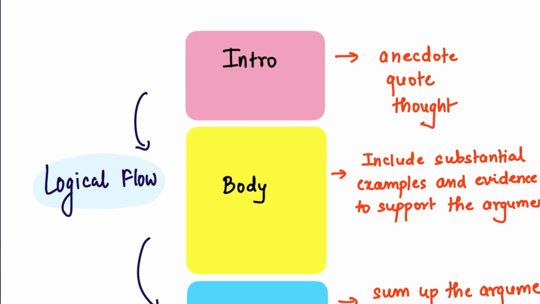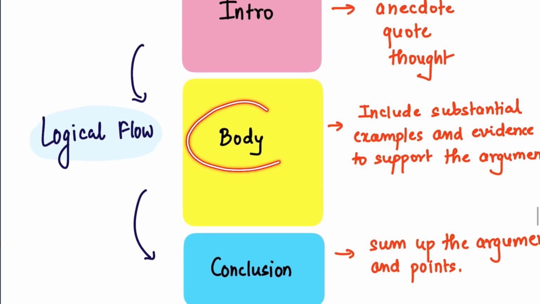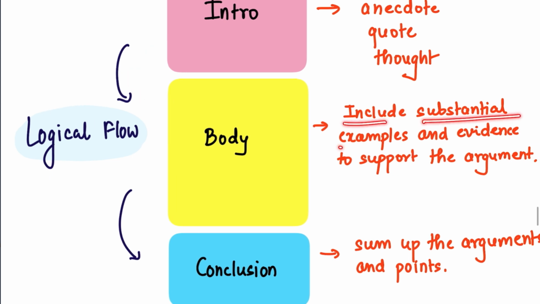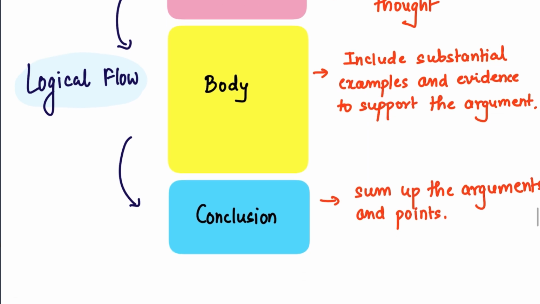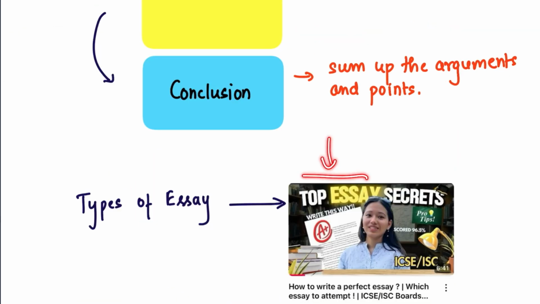So how do you write an essay? First is your introduction. Here you can start it with an anecdote, quote, or a thought. You can begin with something interesting. Then you move on to the body. There should be a logical connect between these two paragraphs. It includes substantial examples and evidence to support the argument. Then conclusion at the end. Sum up the arguments and the points. Now you can watch my video which is available on YouTube, how to write a perfect essay.